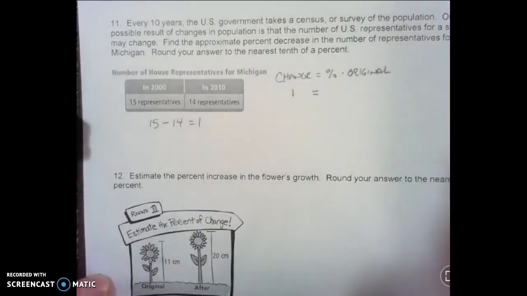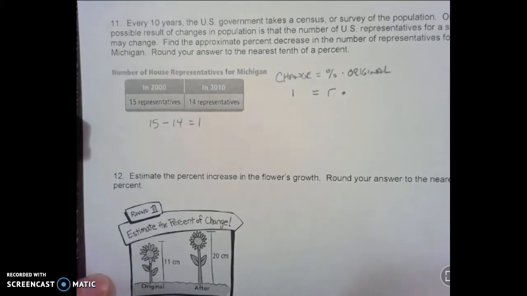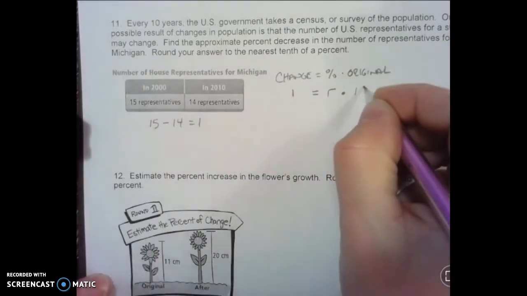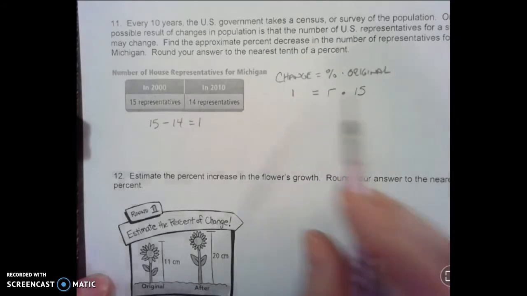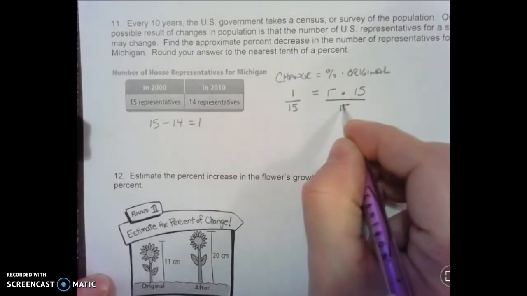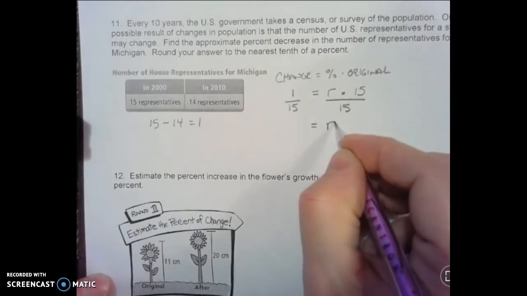And I'm trying to figure out what the percent decrease is, so I'm going to use R for the percent, times the original number. Well, again, the original is the one that happens first. 2000, that year came first. They had 15 representatives, so that's going to become our original value. To get the value of R, we're going to have to divide both sides by 15. Here on the right, 15 divided by 15 is 1, leaving us with R.